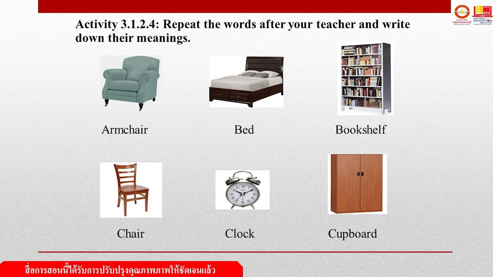You have an armchair, a bed, then you have shelves. Now, if you have one bookshelf, we say bookshelf. If there are many, we say bookshelves. You have to cut the f and add v e s. So revise again the few words that were left: armchair, a bed, bookshelf, chair, clock, cupboard.